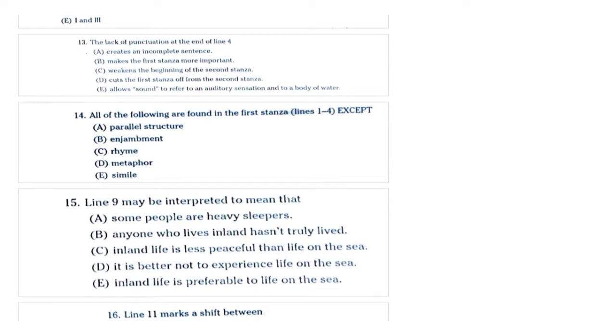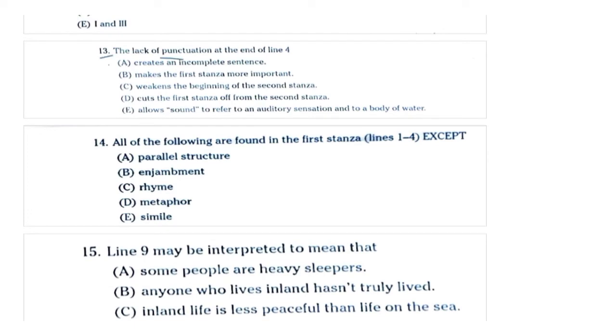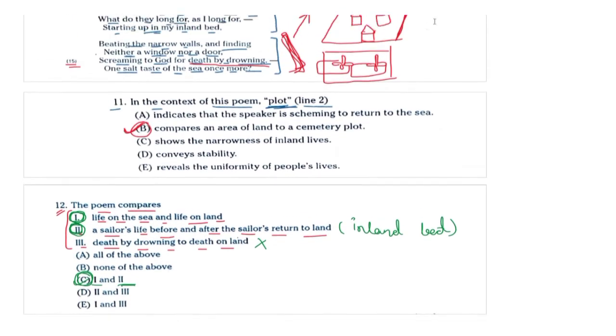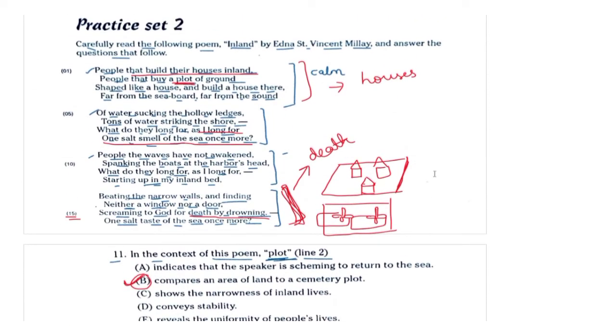The next question says, the lack of punctuation at the end of line 4. Okay, let's go back to the poem once again because we won't be able to understand what they were talking about if we do not get to see the poem. Line number 4. Lack of punctuation after line number 4. Yes, the line is this one that they were talking about, far from the seaboard, far from the sound. Okay, got it? Now let's get back to the question.